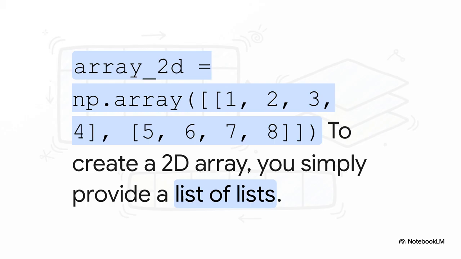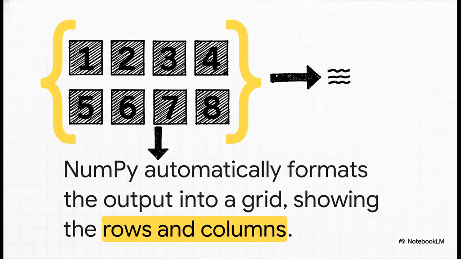See the code? There's an outer set of brackets, and inside that, we have 2 more lists. Each of those inner lists is about to become a row in our new 2D array. And look at that. When we print it, NumPy is smart enough to format it for us in this really clean, grid-like structure. You can instantly see the 2 rows and the 4 columns. We've just turned a messy list of lists into a beautiful, structured table of data.